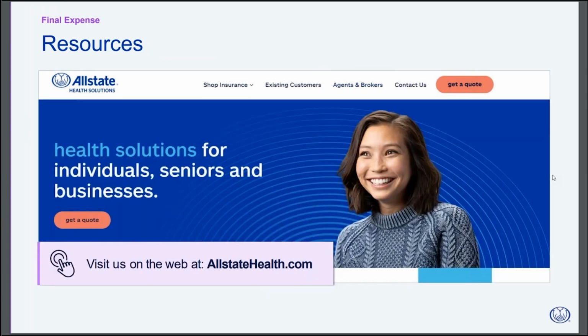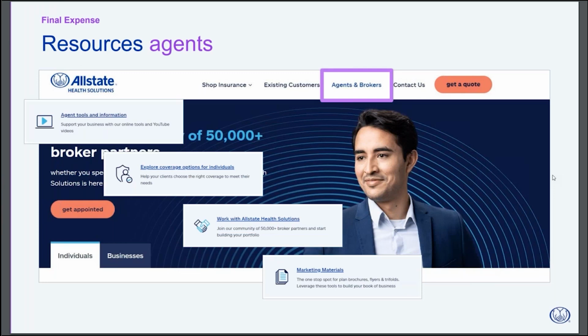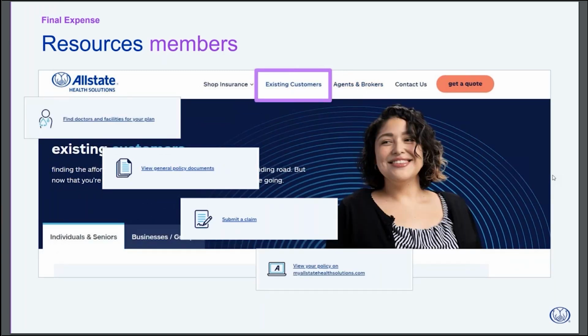So agent and brokers, looks like we have agent tools and information, explore coverage options for individuals, work with Allstate Health Solutions, and marketing material. So let's see, the one-stop spot for plan brochures, flyers, trifold. Okay, so you've got your stuff in here, which of course, I don't know if you have to be signed in though. I guess I could get that answer from him next go round.